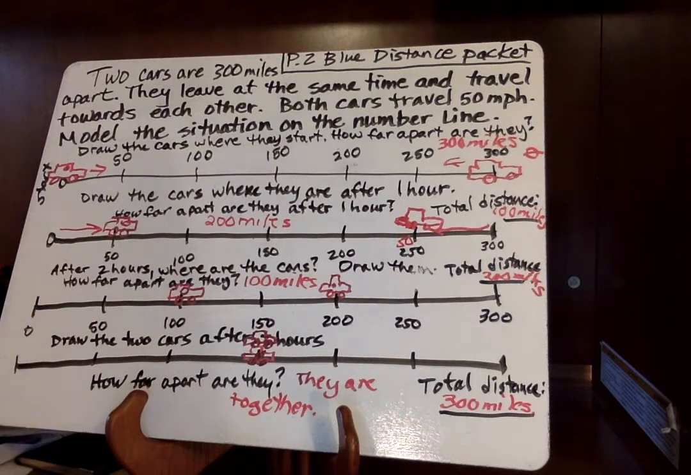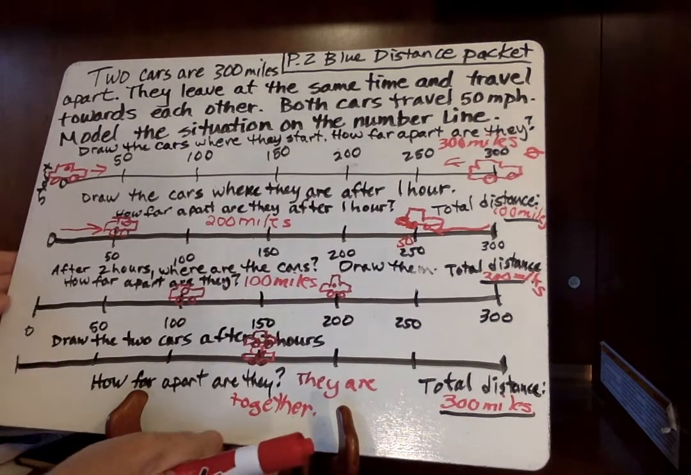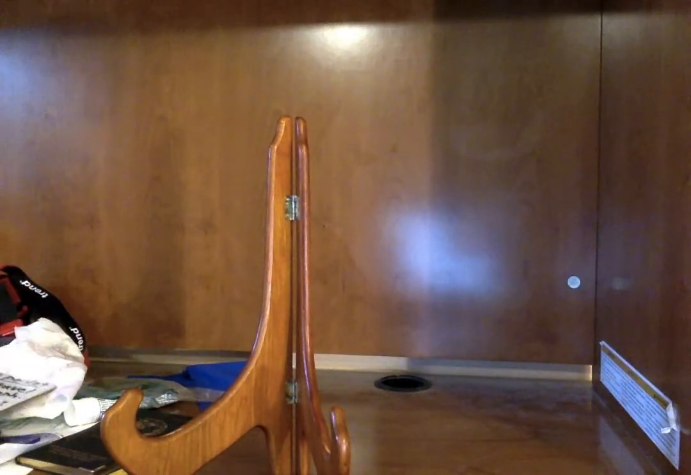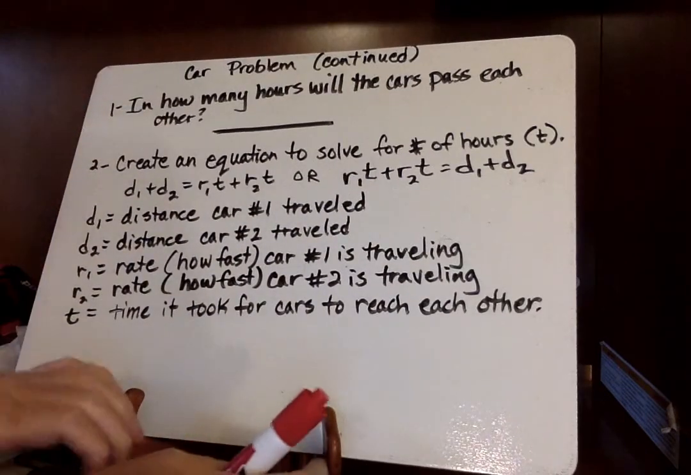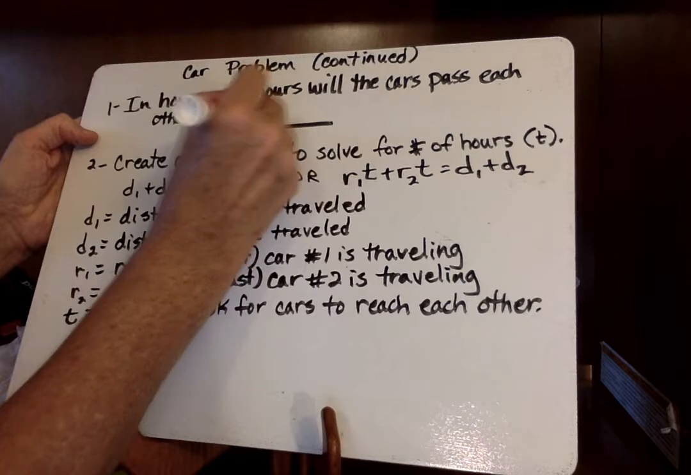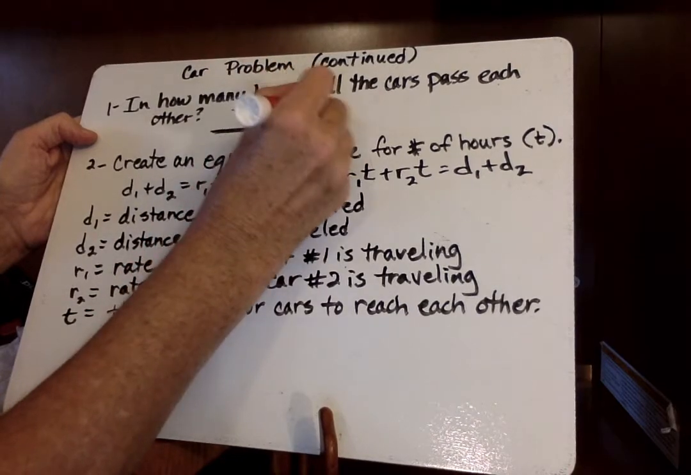Okay. So here, I think it's very good here. Here we are. How far apart are they? They are together, and the total distance they've traveled is 300 miles. Next, the second section still has to do with that same problem. Okay. And how much time will it take for the cars to pass each other? And the answer to that is 3 hours.